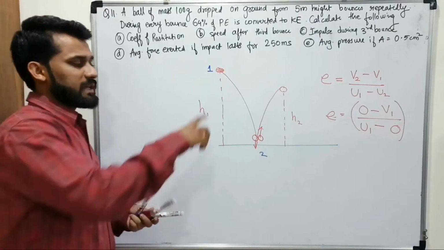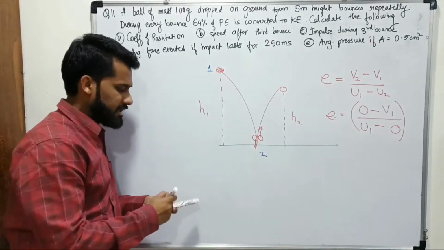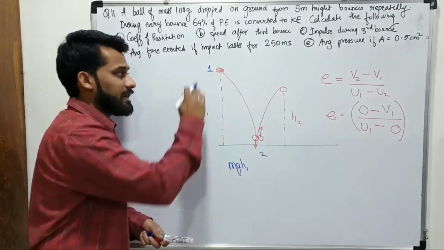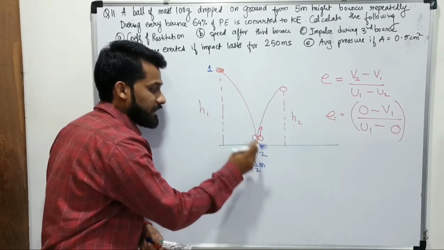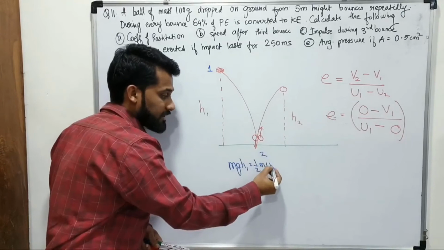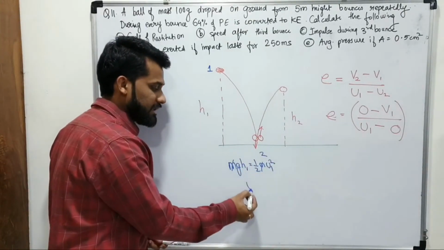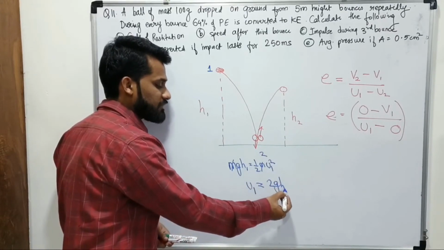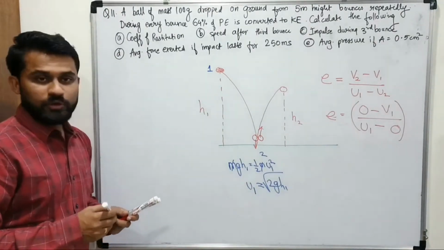So you can use the energy conservation principle. Over here the ball has got potential energy, right? So the potential energy is mgh1, and that energy converts into kinetic, which is half m u1 square, where u1 is its speed before collision. If you solve this, you will get the initial speed of the ball u1 as square root of 2gh1. This is the speed of the ball before collision.